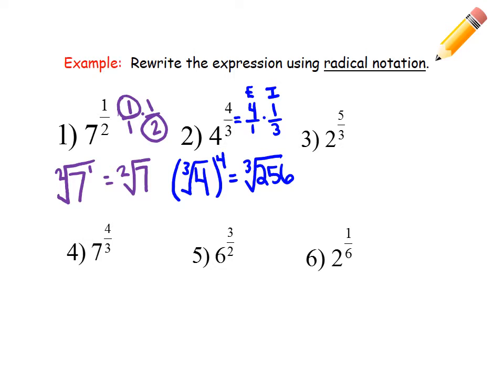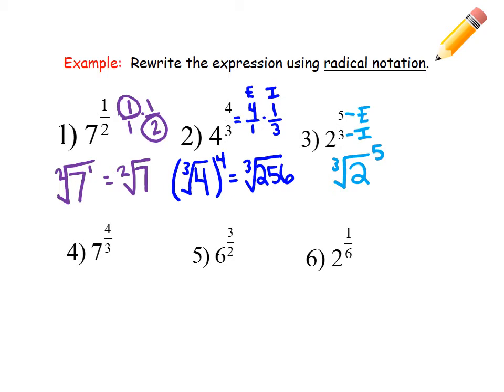In this case, 256 is not a perfect cube, so for right now I'm going to leave my solution as is. 2 to the 5/3. Let's shorten this up a little bit. If I notice the pattern, 5 is my exponent, 3 is my index. 2 under a radical, 3 is my index, 5 is my exponent.